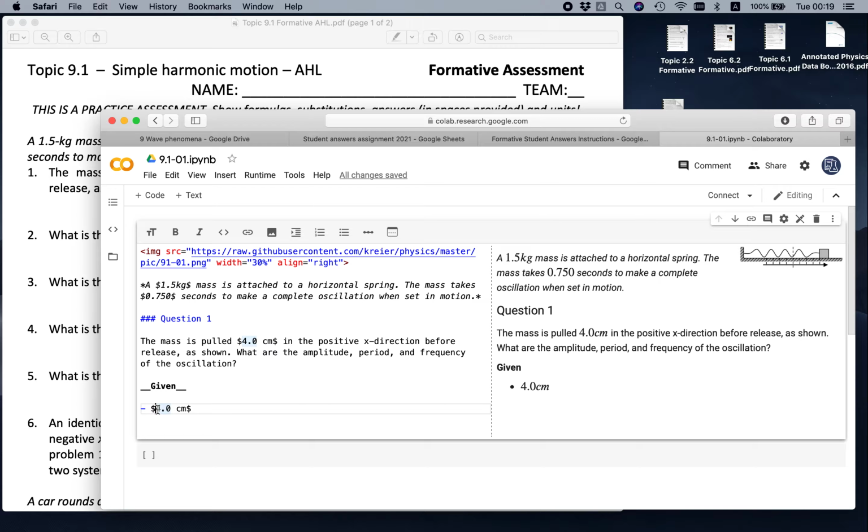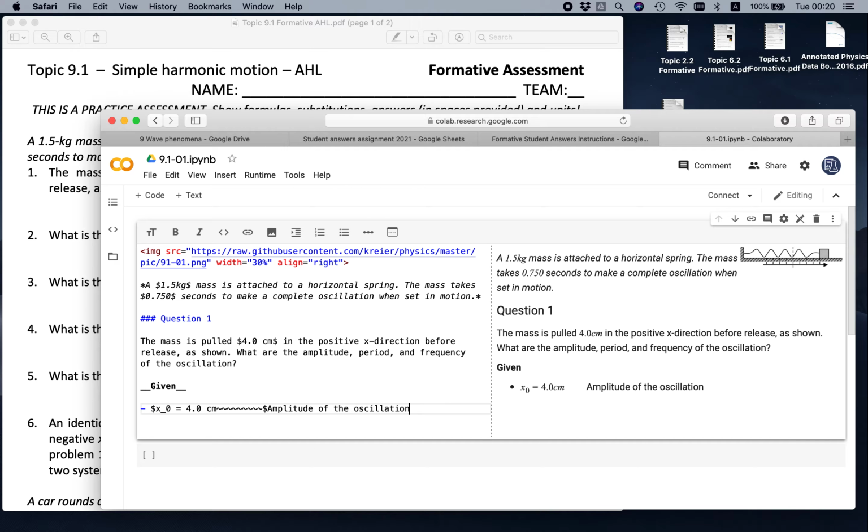This would be x0 as 4 centimeters as our amplitude of the oscillation. And that's explicit. Explicitly given, and the answer as well.